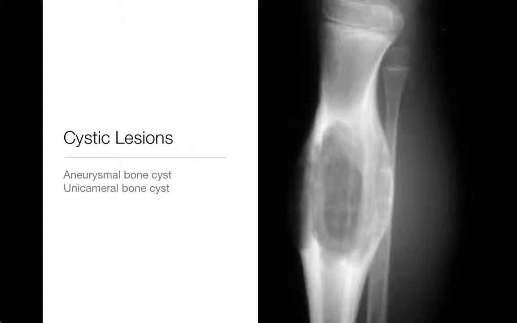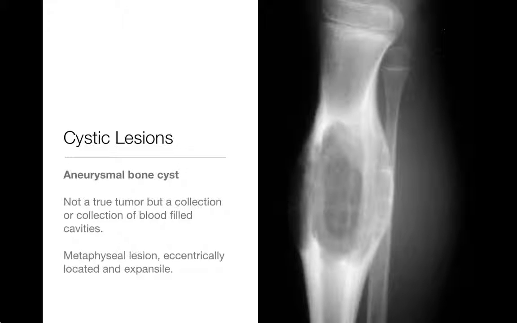Next up, we'll talk about cystic lesions of the bone, and the two we'll talk about are aneurysmal bone cysts and unicameral bone cysts. Aneurysmal bone cysts are the one that's not really a true tumor. These can be acquired, for example, after trauma, or grow within another tumor, and all they really are is collections of blood-filled cavities, which slowly expand over time.